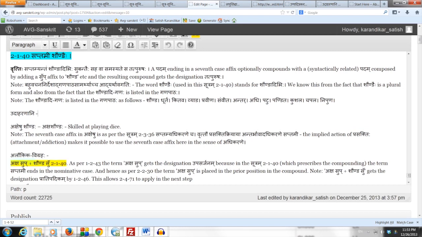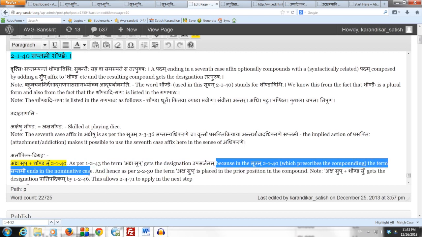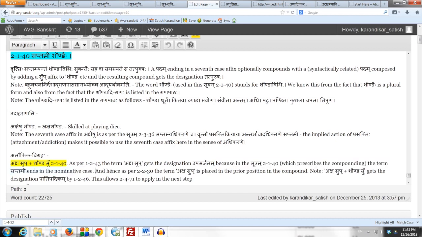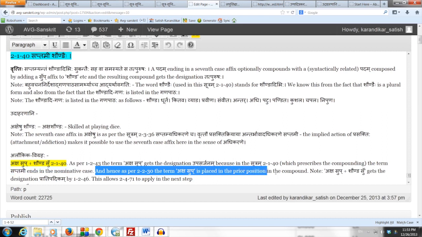because we do have a Saptamyantam Padam Aksha Sup compounding with a Subantam Padam created by adding a sup affix to Shaund, which is specifically mentioned in the Sutram 2140. Shaund is the first member of the Shaundadi Ganaha. Now, as per the Sutram 1-43, Prathama Nirdishtam Samasa Upasarjanam, the term Aksha sup gets the designation upasarjanam because in the Sutram 2140 which prescribes the compounding, the term saptami ends in the nominative case. And hence as per 2230 upasarjanam purvam, the term aksha sup is placed in the prior position in the compound.